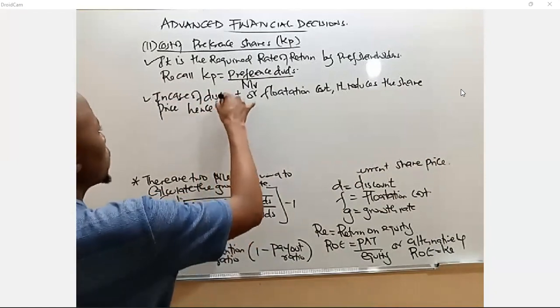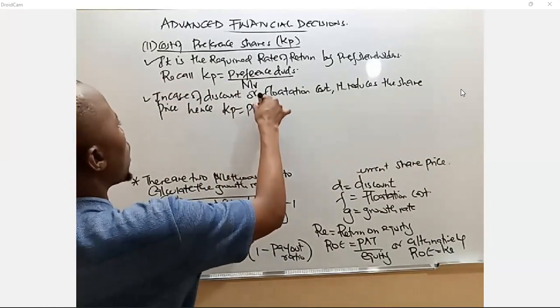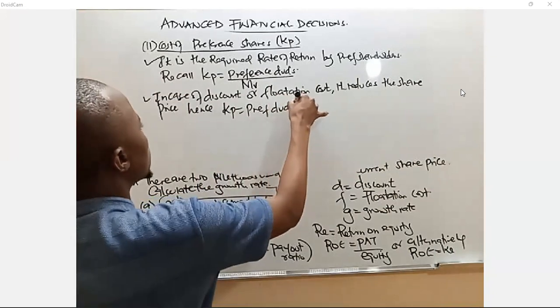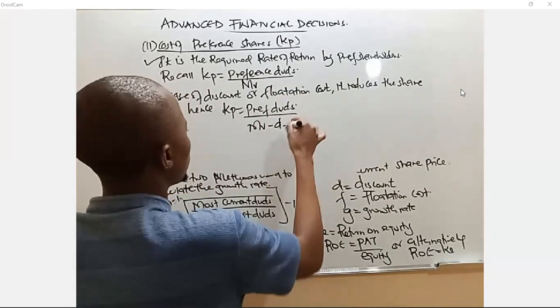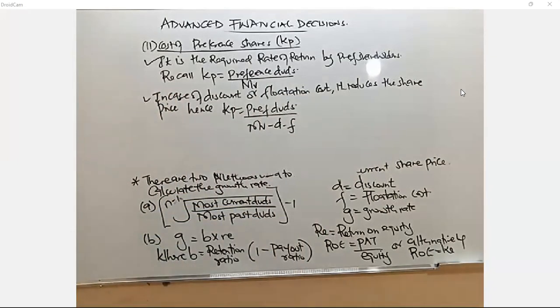To get our KP now, we take our preference dividends and divide by the market value minus discount minus flotation. That is what we have to take on when we are computing the cost of preference shares.